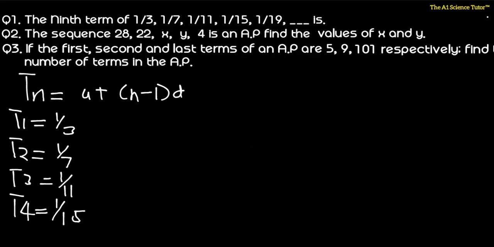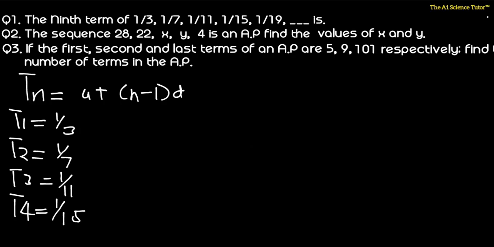Now, if you notice the pattern that is being created here, there is an increase of 4 on the denominator side. From 3 to 7, if you added 4, that gives you 7. If you added 4 to 7, that gives you 11. If you added 4 to 11, that gives you 15. And adding 4 to 15 would give you 19. So the denominators are increasing by a value of 4.